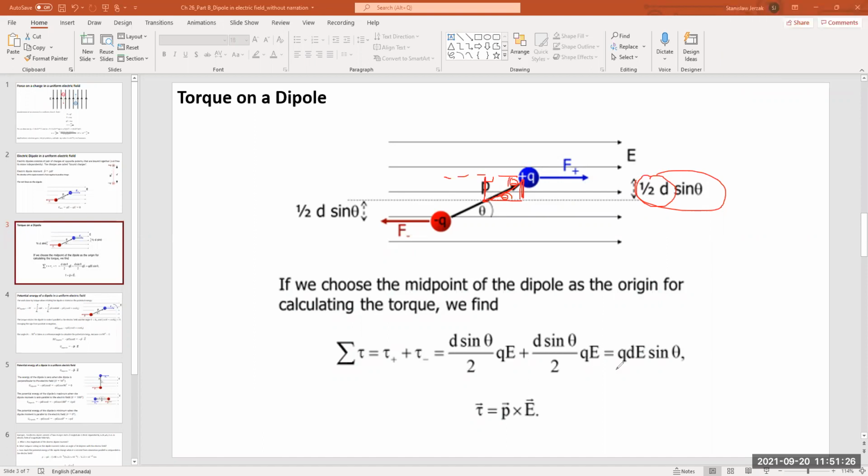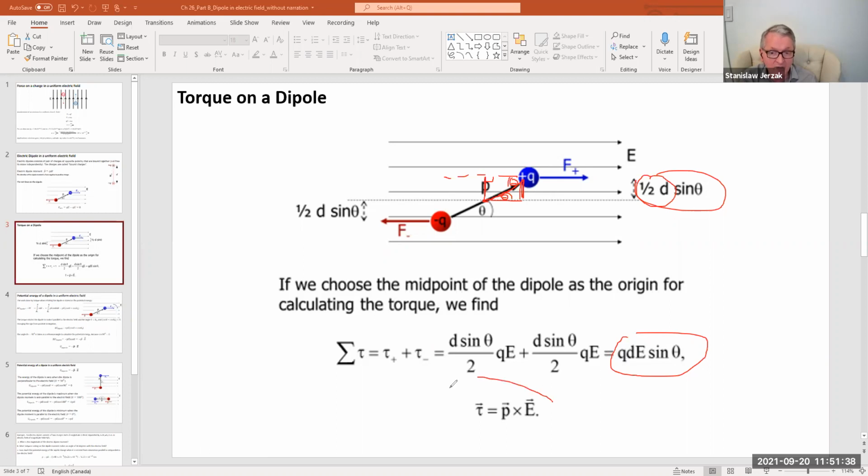Yeah, welcome. And the total torque in terms of magnitude is equal to Q d, where d is the separation between charges, E sine theta, right? Because here we have 1/2 plus 1/2, which gives me 1. And the torque is normally written elegantly as the cross product, P cross E. Remember, P is a vector quantity. The electric dipole moment is a vector quantity.